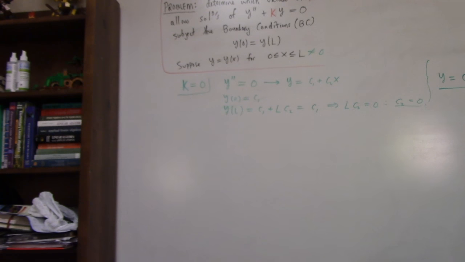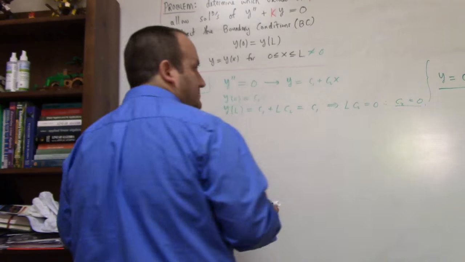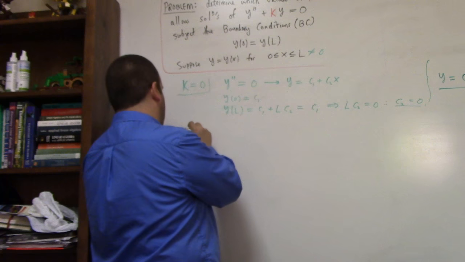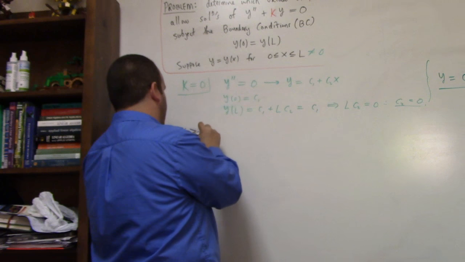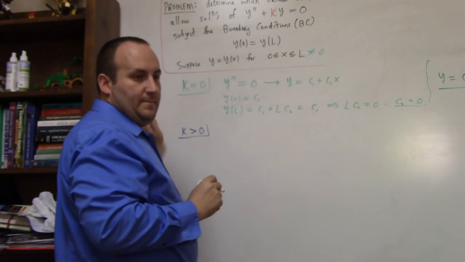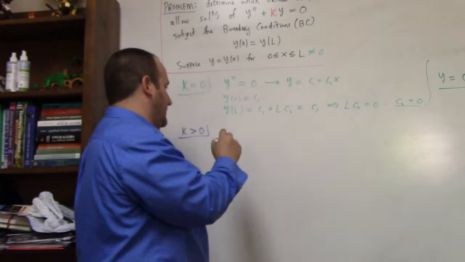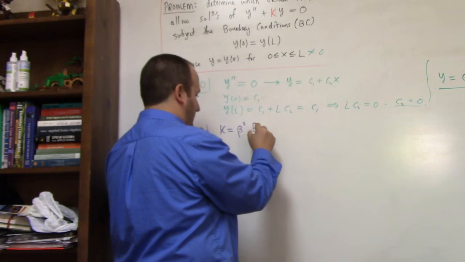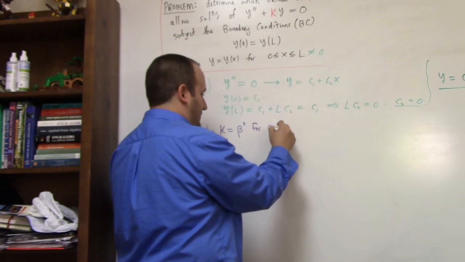The way I'm reasoning right now is not optimal. Okay, so continuing with our straightforward mathematical trichotomy, what's the other choice? How about k greater than 0? Right? So if k is greater than 0, we can say k is equal to beta squared for some beta greater than 0.